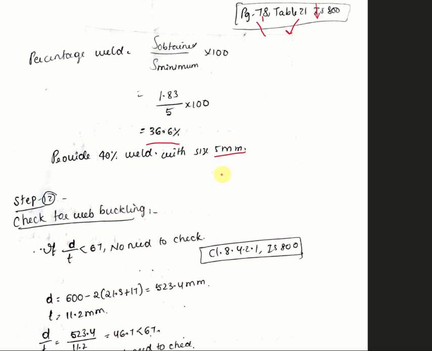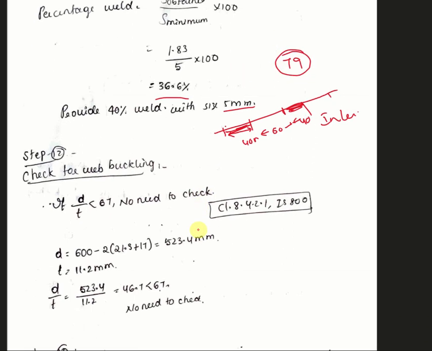And 40% means, for example, if 10 mm is there, you provide 10 centimeter, 40 mm, let us provide 40 mm of weld and then a 60 mm gap. Again 40 mm will be provided, and the 60 mm gap is the intermittent weld. So page number 79 talks about these intermittent welds. You just check it out.